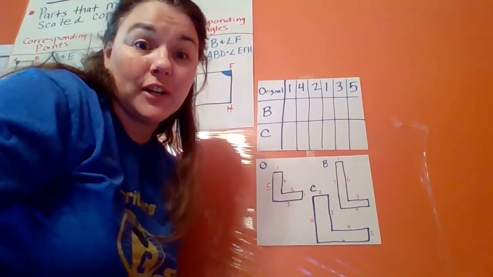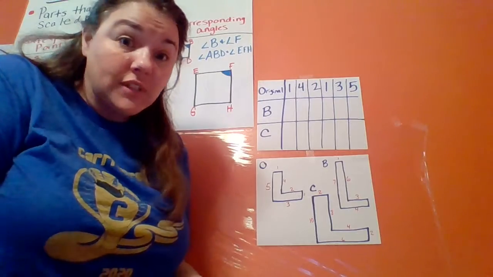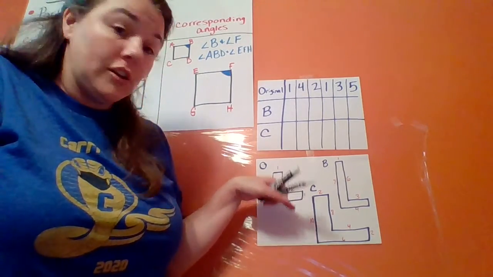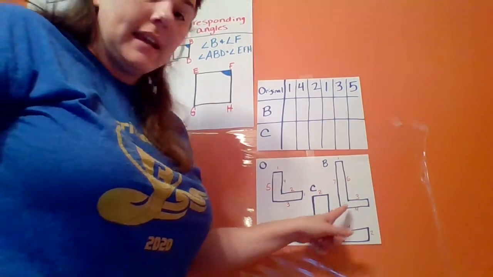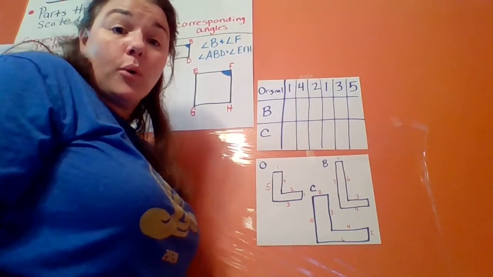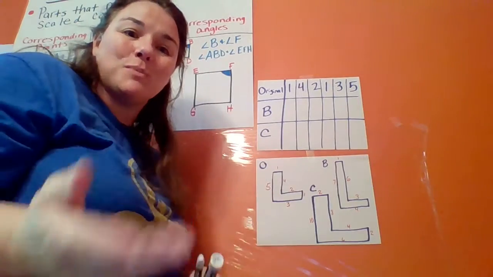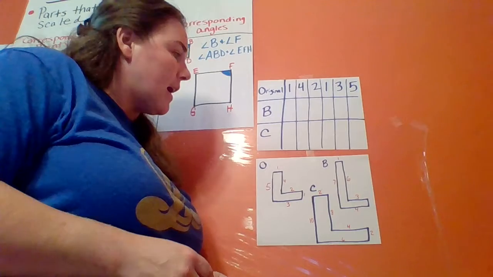All right, so here's what we're going to be doing. We're going to be using the cool down that you did for your lesson one, or at least parts of it. We had an original L here, and then we had two drawings, and you were supposed to figure out if they were scaled copies or not. So what I would like to do is show you how you can use corresponding parts, which is in lesson two, to figure that out.